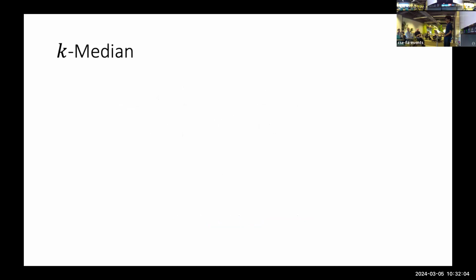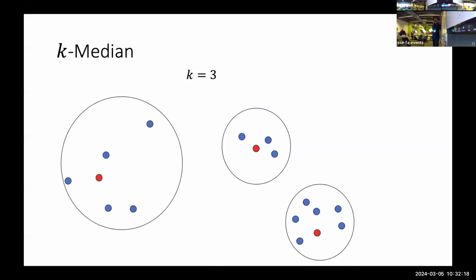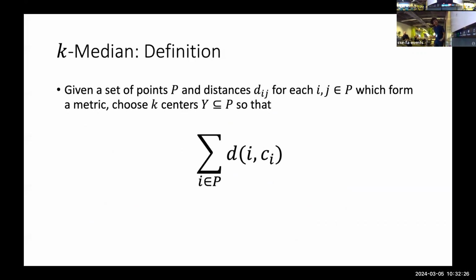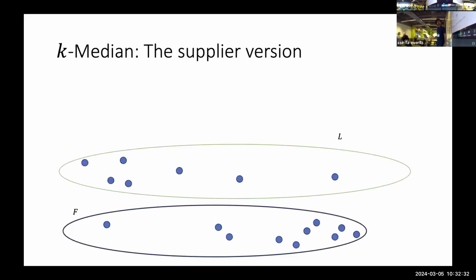The k-median problem has been defined so many times in this workshop, but since we have these two versions, I'd like to just define it so that we're all on the same page. k-median is: you're given a set of points, you want to open k centers so that each point goes to its nearest center, and then you sum up all these distances, and that's your cost function which you want to optimize. In this talk we'll be working with metric spaces. We won't be looking at the Euclidean version.